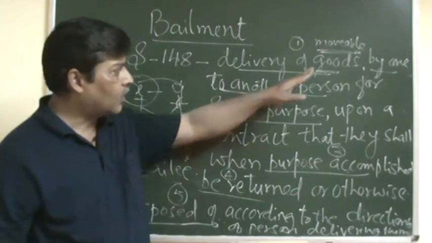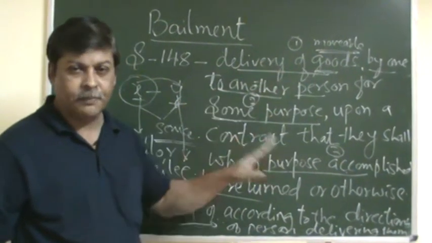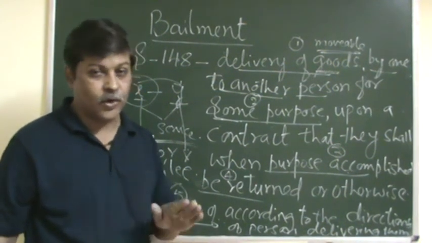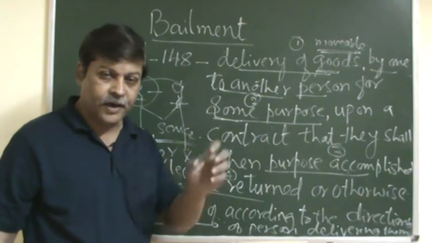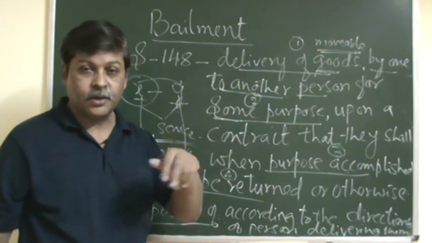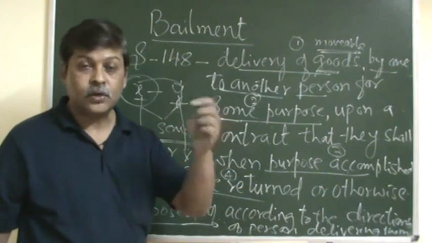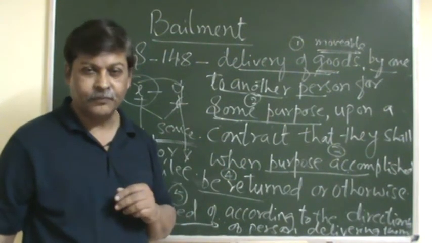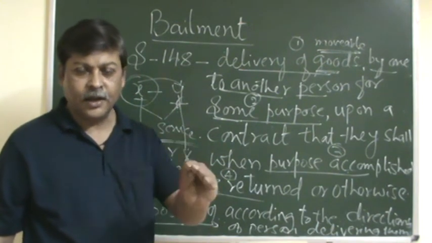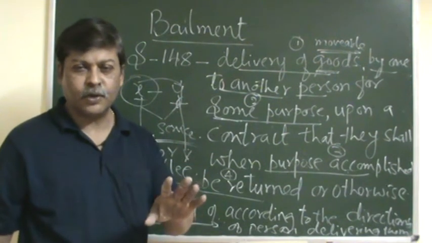The ownership is not transferred in bailment. The goods' ownership is with the bailor only. It is not transferred to the bailee. The bailee will not become the owner. He is holding the possession of the goods for a temporary period. The delivery of the goods may be actual delivery, or it is also called constructive delivery. Constructive delivery means as if you are putting the bailee in the possession of the goods.